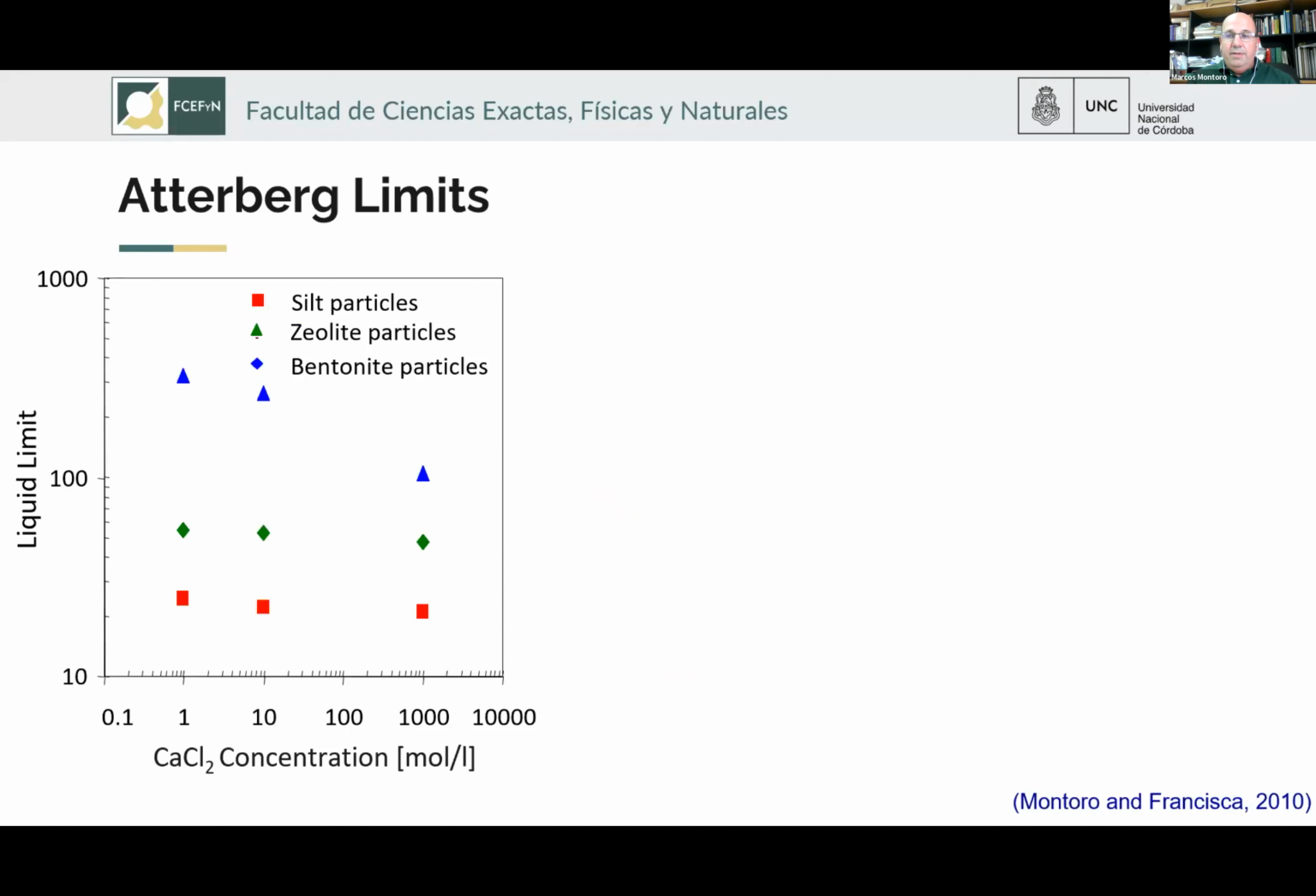The figure on the left shows the change in the liquid limit value with the change of calcium chloride concentration when we use ionic solutions to measure the liquid limit of the three different types of fine particles. When the ion concentration increases, thinner electrical diffuse layers are expected, and that is reflected by a decrease in the liquid limit value. That decrease is more important for the case of fine particles having higher specific surface area.